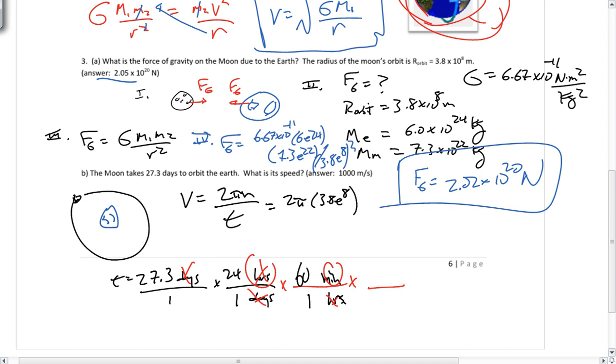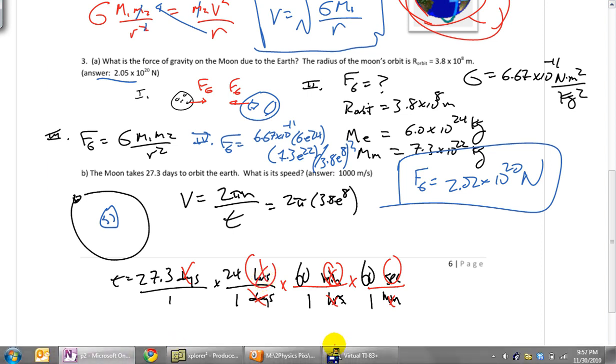Almost there. Now we can get rid of minutes by putting it on the bottom and go to seconds. And in 1 minute, there's 60 seconds. So now the minutes cancel out, and we finally have seconds. So notice we're taking the time of 27.3 days, and we're multiplying it by a 1-to-1 ratio of time units. So we don't change the actual amount of time, just the units. In 24 hours, there's 1 day. In 1 hour, there's 60 minutes. And in 1 minute, there's 60 seconds.